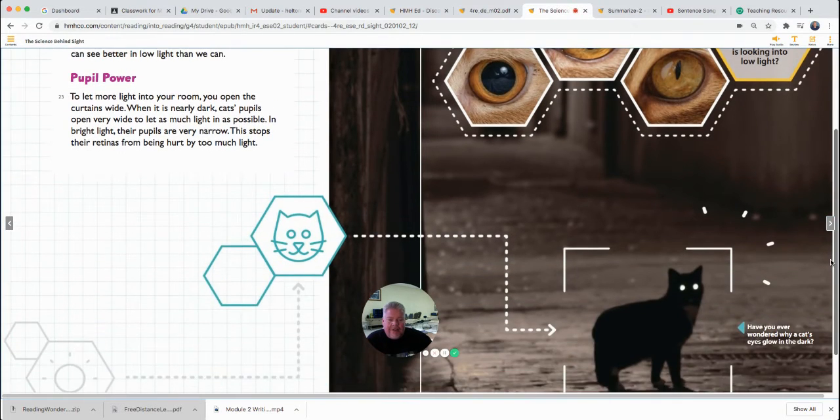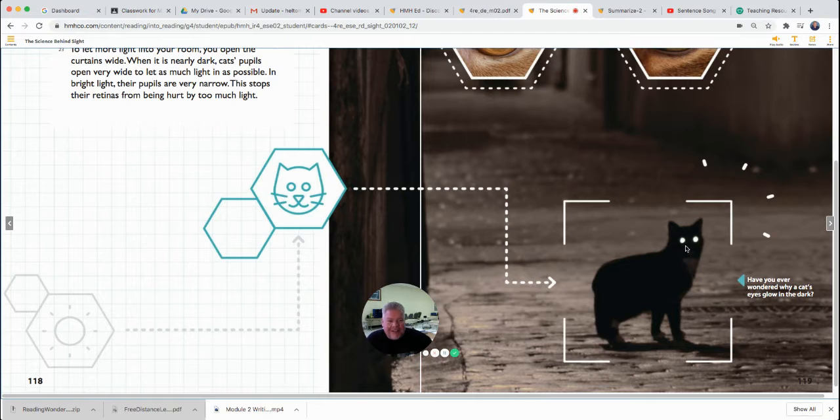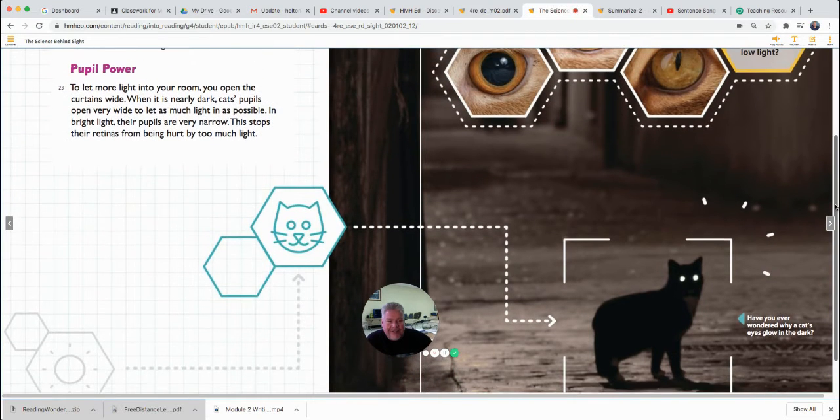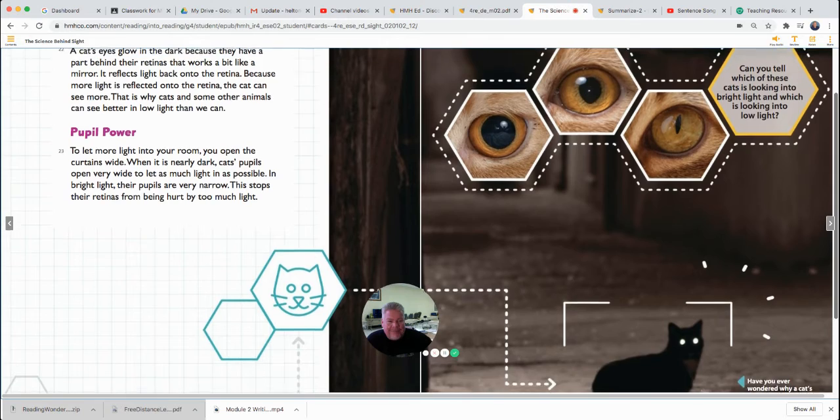If you have a pet, have you ever come home and seen it looking like this? It looks a little bit creepy. Its eyes are glowing. They're not really glowing. They just have that special part behind their retina that's like a mirror. So all the light that's coming in is reflecting back, and it makes them look like they have glowing eyes, which is kind of creepy, isn't it?